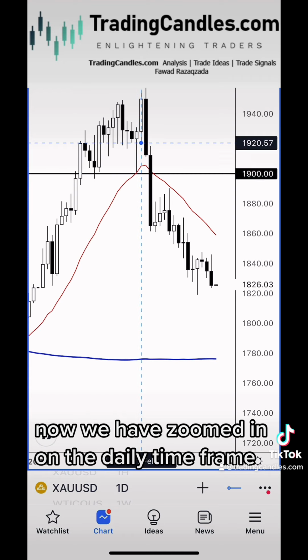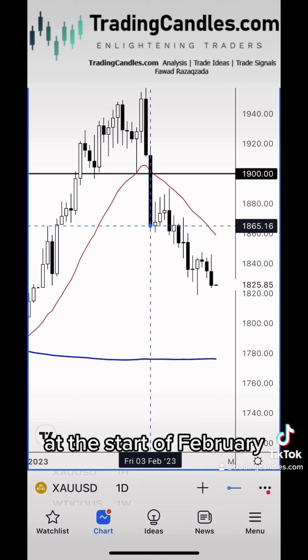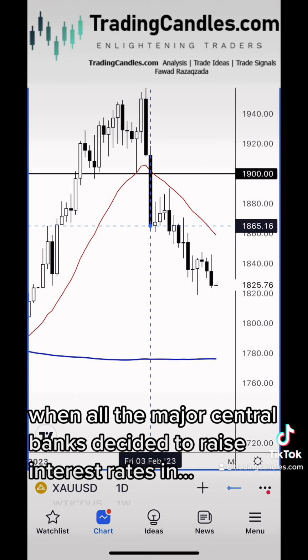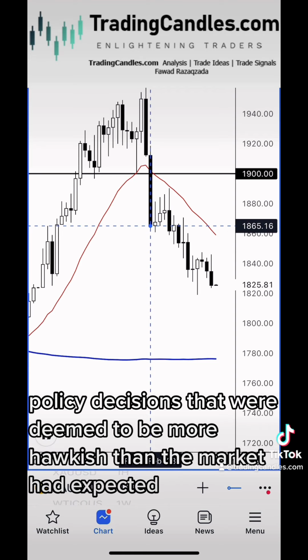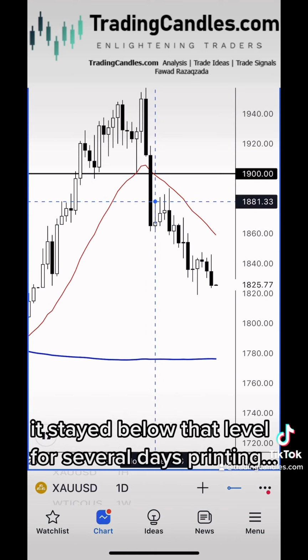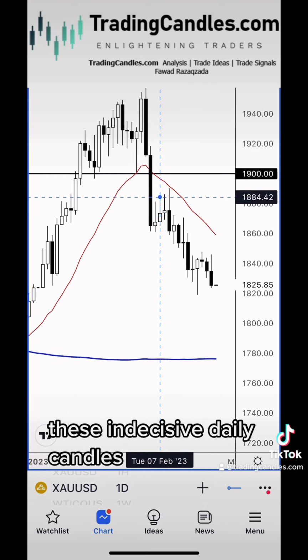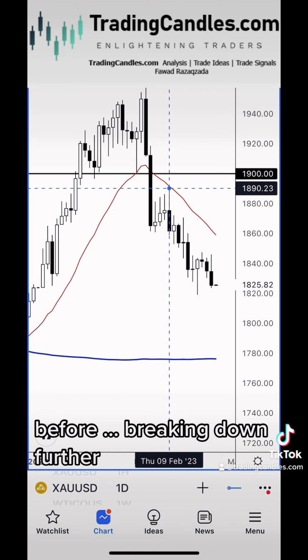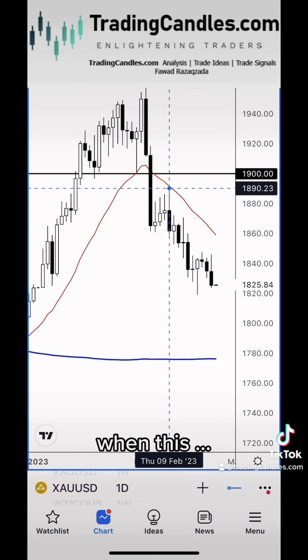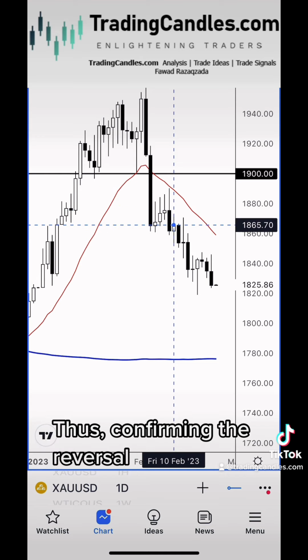Now we have zoomed in on the daily time frame. So the breakdown happened on this particular day at the start of February when all the major central banks decided to raise interest rates in policy decisions that were deemed to be more hawkish than the market had expected. When gold broke down below 1900, it stayed below that level for several days, printing these indecisive daily candles before breaking down further when this bearish engulfing candle was formed on the daily time frame, thus confirming the reversal.